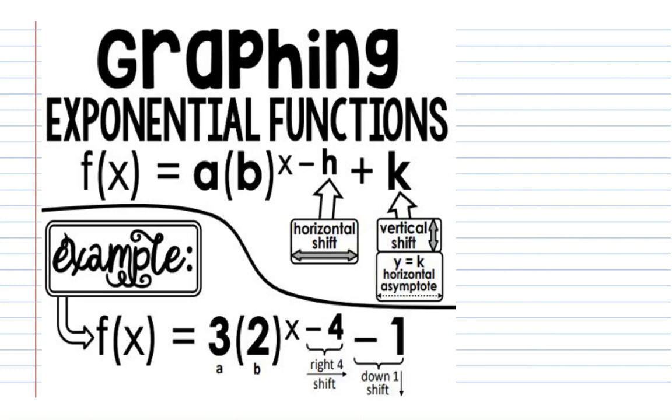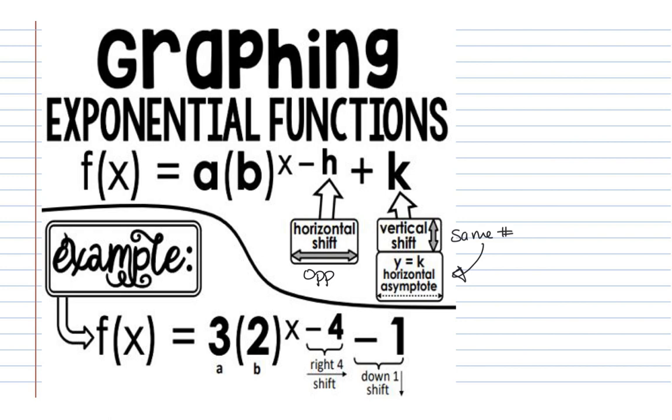So this front side kind of helps you how to graph exponential functions. We have a, b, x, h plus k. Remember, your h is your horizontal shift, and it's always the opposite when you're graphing it. And your k is the same number, and it's also your horizontal asymptote.